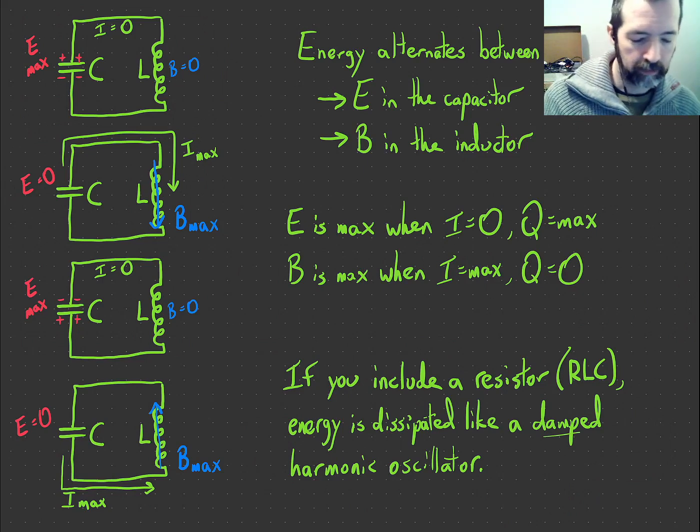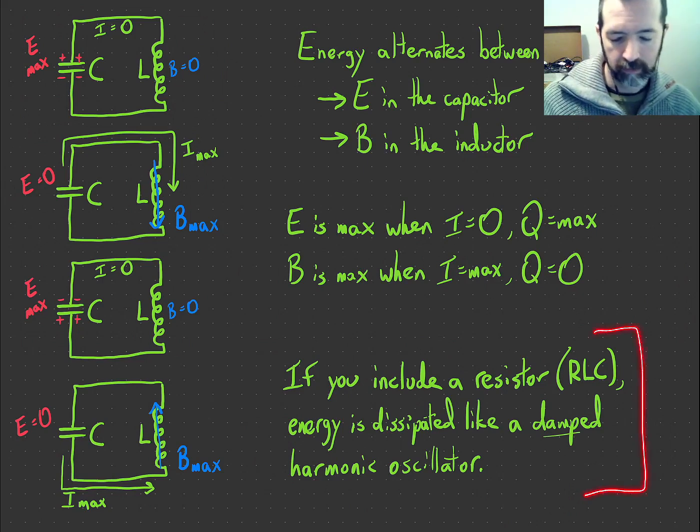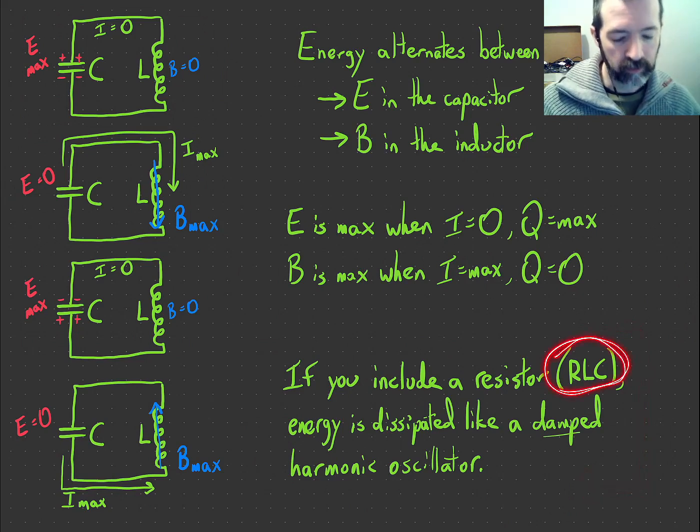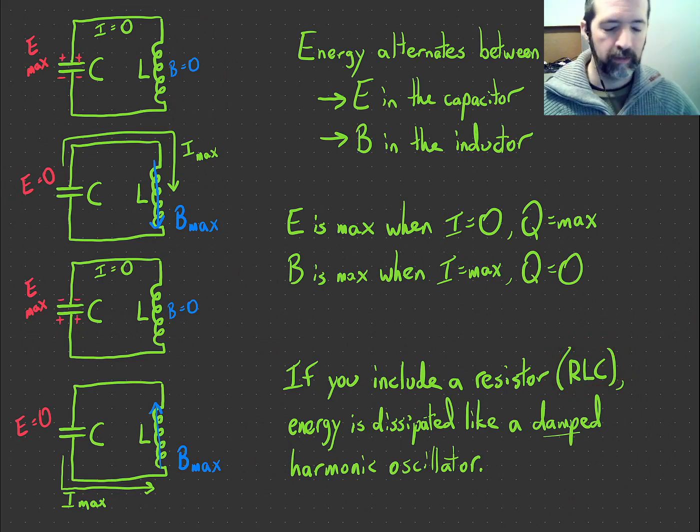And then the last little piece I want to mention is that if the circuit also has resistance, then it's called an RLC circuit instead of just LC. And instead of a simple harmonic oscillator, then it's a damped harmonic oscillator. The resistor gradually dissipates energy. So it's still going to cycle through, but the amplitude of the oscillations gets smaller and smaller over time until the whole system stops. And that is it.